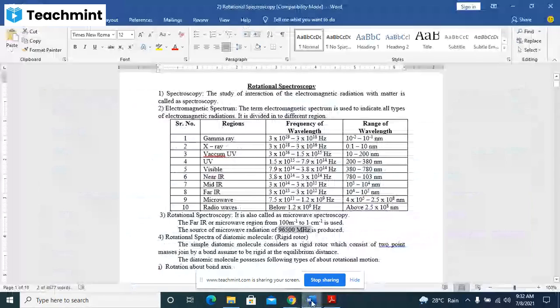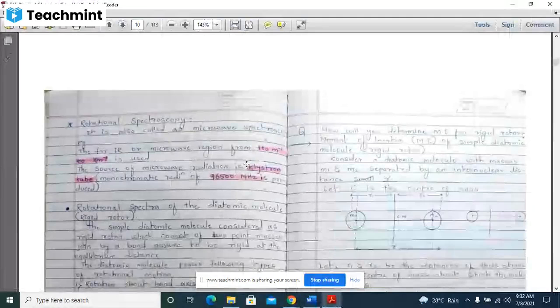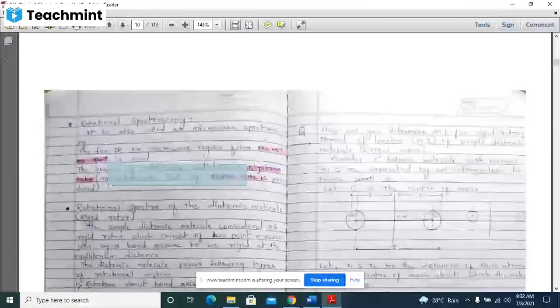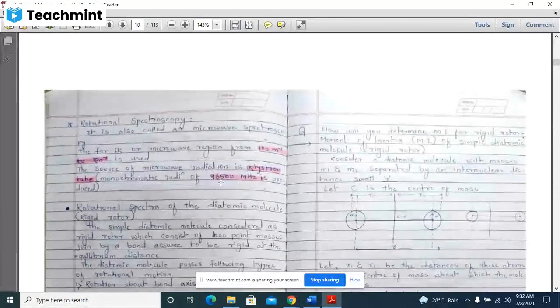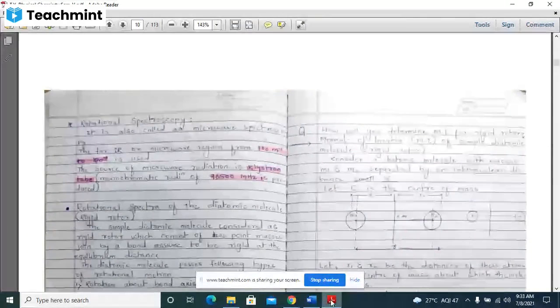Missing term is there. You can see here. The source of microwave radiation is a klystron tube. This is a monochromatic radiation of 9650 megahertz, produced by this particular klystron tube. This source of radiation is used for rotational spectroscopy.